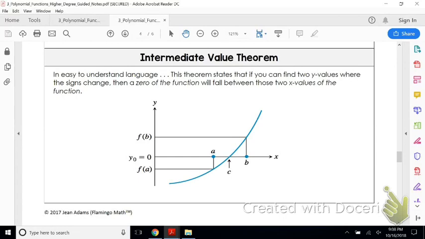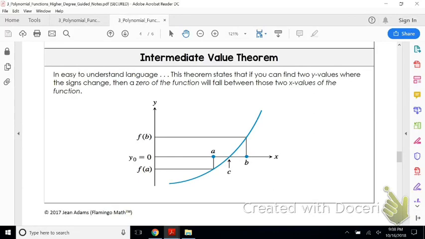Alright, so we're just going to keep going on lesson 2.3. We're going to finish it up here. And so it talks about the intermediate value theorem. Basically this theorem just states that if you can find two y values where the signs change, so one's positive, one's negative, then there has to be a zero of the function in between the two x values that gave you those y values of the function.